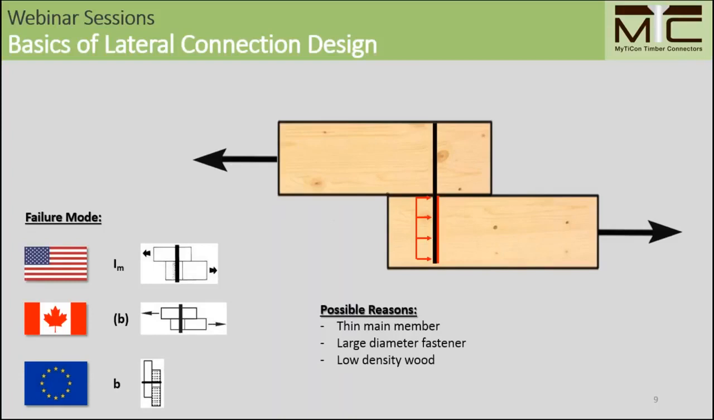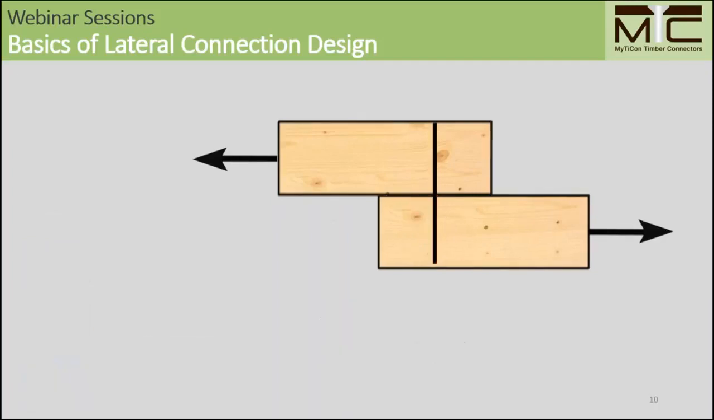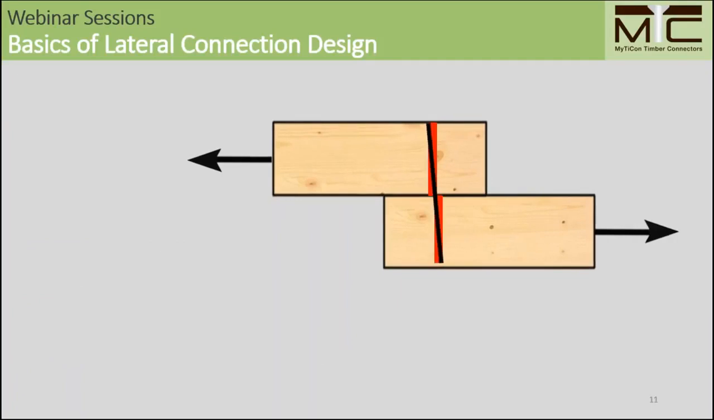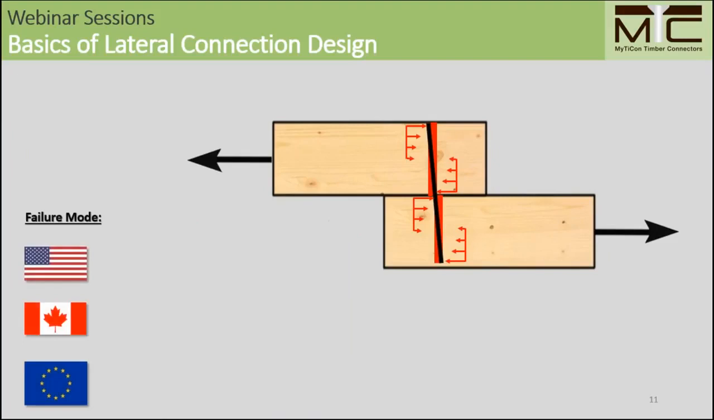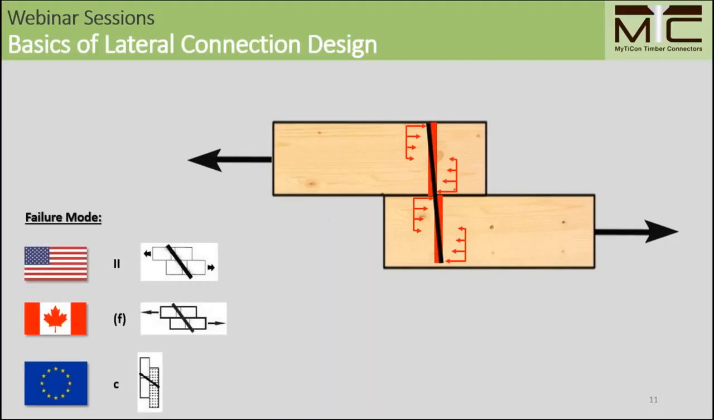Again, possible reasons, the same as for failure mode 1 before, are a thin side member and large diameter fastener, so the fastener is not able to be deformed by the lower embedment length. Combining those two failure modes now, we will see crushing effects in main and side member likewise. So we will here see around the shear plane and on top of the connection those embedment failures, but the fastener again does not yield, the fastener just turns within the shear plane. This is referred to as failure mode 2.